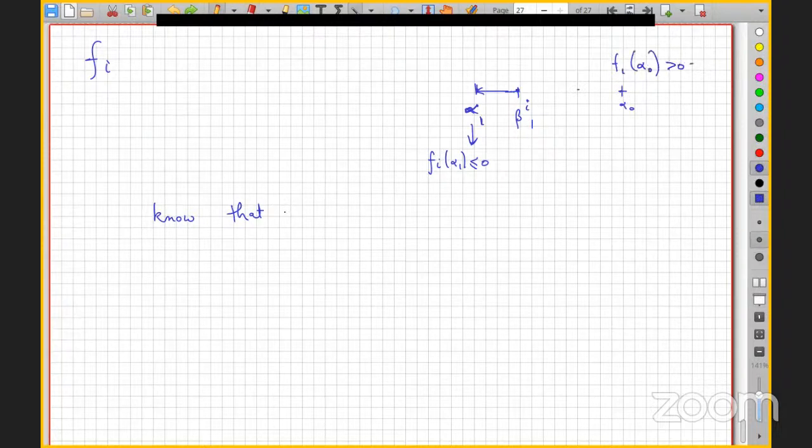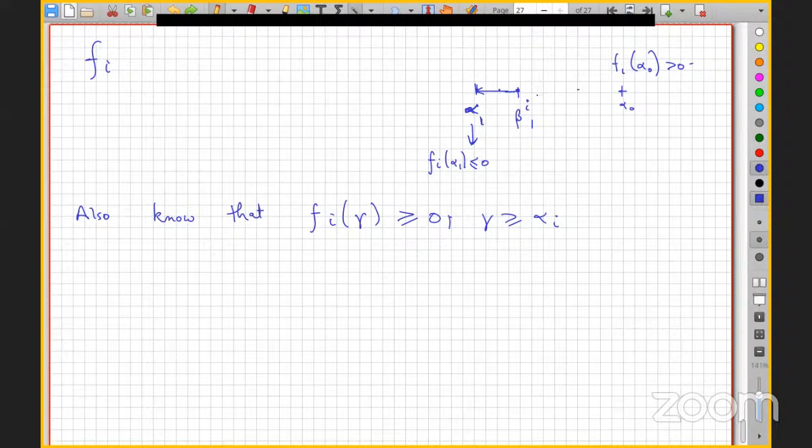Okay. But we also know that Fi of gamma is also non-negative, and gamma is at least alpha 1. So gamma is somewhere here. Now, the question is, can gamma be before beta I1? No, right? Because that would contradict that the only root of Fi that is at least alpha 1 is this one.